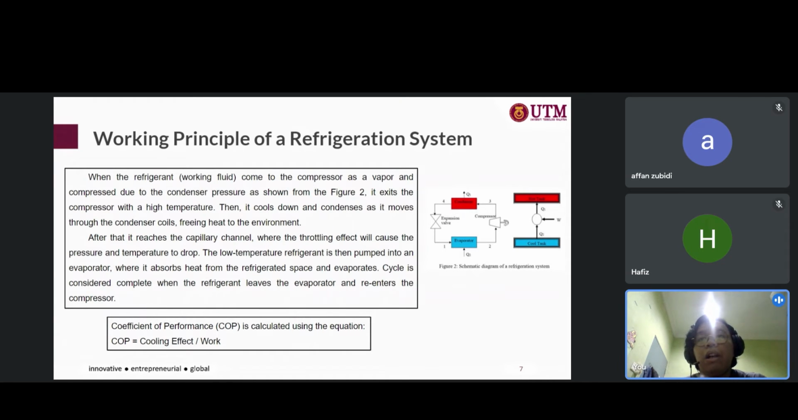Below is the equation of the coefficient of performance, which is COP. COP is equal to cooling effect divided by work. This is going to be explained further by someone in the results section.